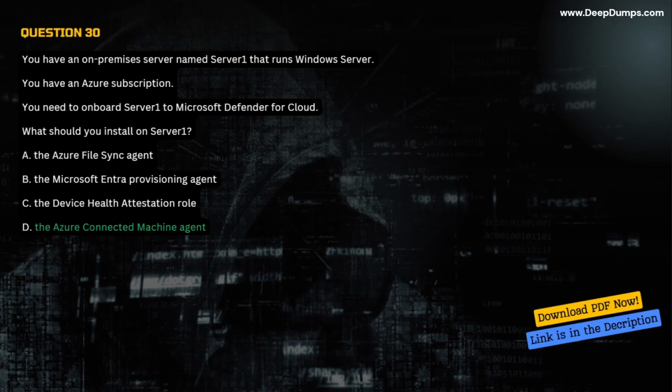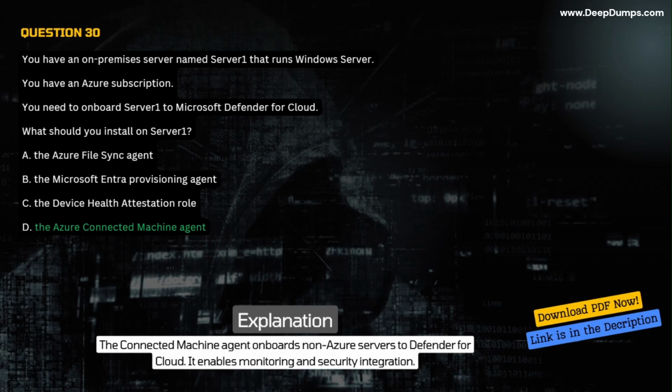Correct answer D. The Azure Connected Machine Agent. Explanation. The Connected Machine Agent onboards non-Azure servers to Defender for Cloud. It enables monitoring and security integration.